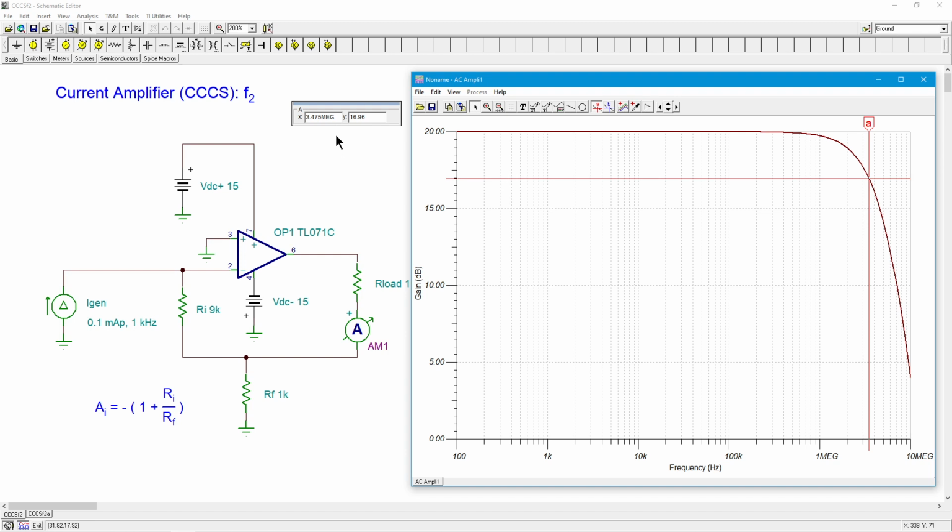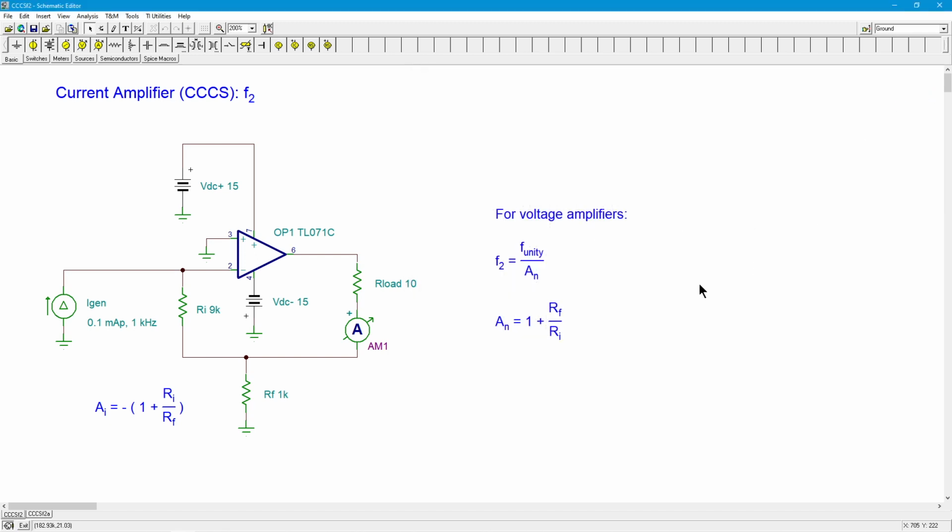Well, that's not right. That doesn't work compared to what we were expecting. That's 10 times bigger. I mean, that basically is the F unity of the amplifier. What's the deal there? Okay. All right, so I know that's not right, but let's poke around a little bit.